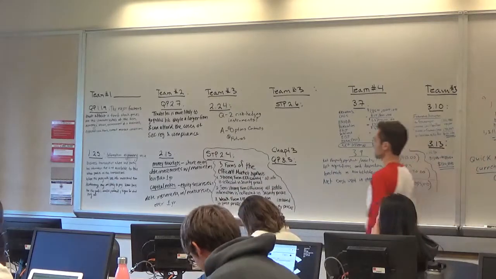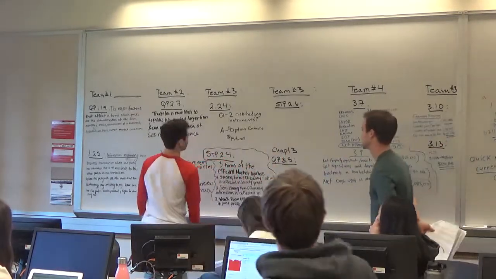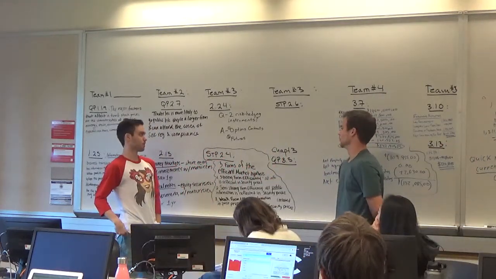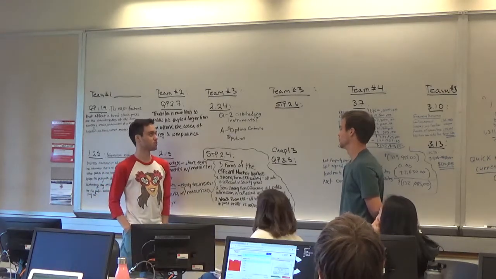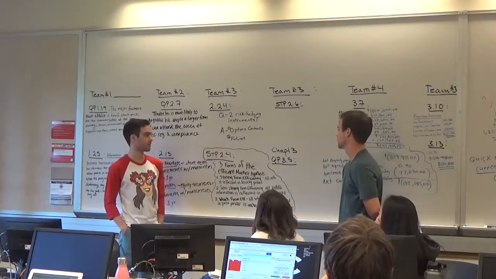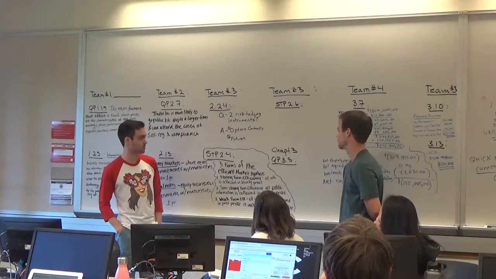Alright, so the first question, 2.24, pretty self-explanatory. The question is, what are two risk hedging instruments? And the answer, the options contracts and futures.